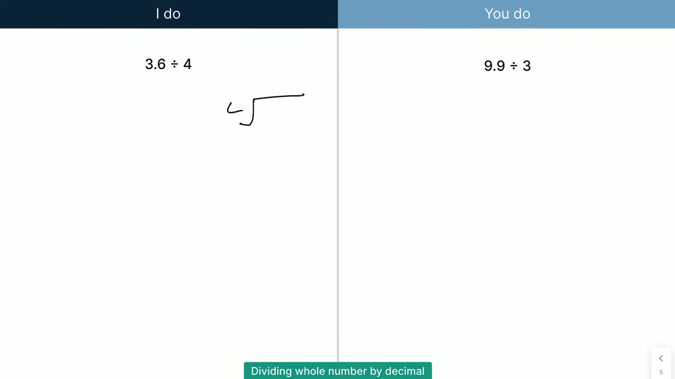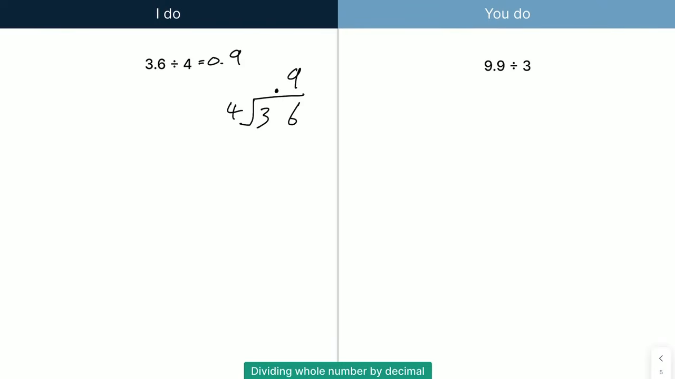So I'm just going to use the bus stop method to do this. You have 3.6 divided by 4. Now 4 doesn't go into 3, so we look at the next number. The next number is a decimal point, so we can pull that decimal point up, so that can come here. And now we can basically just ignore the decimal down here. So now we have 3 and 6. How many times does 4 go into 36? That's 9. So the answer is 0.9.